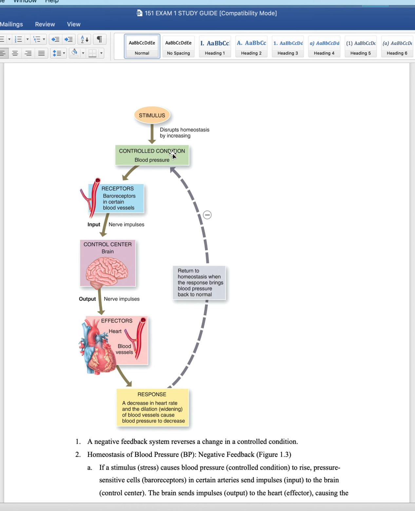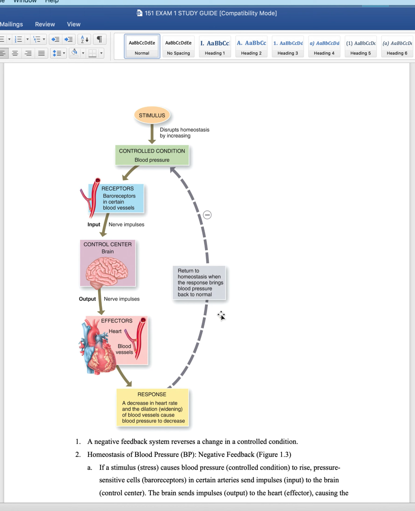We have a stimulus disrupting a controlled condition. In this case, the controlled condition, so we're given real information here. The controlled condition that we're disrupting is blood pressure. Now remember, every single one of the controlled conditions is detected by receptors. These receptors here are called baroreceptors. The baroreceptors are going to detect blood pressure and blood vessels. That information is then going to send to the control center. Again, this is the brain, which is then going to send information to the effectors, the heart and the blood vessels. This causes a response.